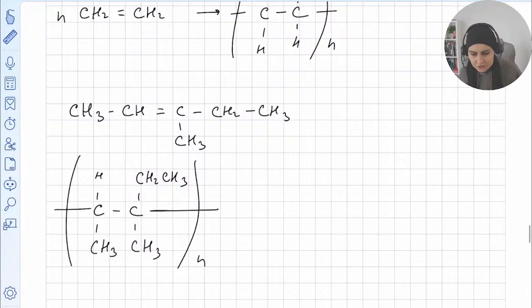Let me double check. So we did, okay, bromine we did, addition polymers we did, water we did, and sulfuric acid and HBr. Yeah, that's it. And then let's do preparation.